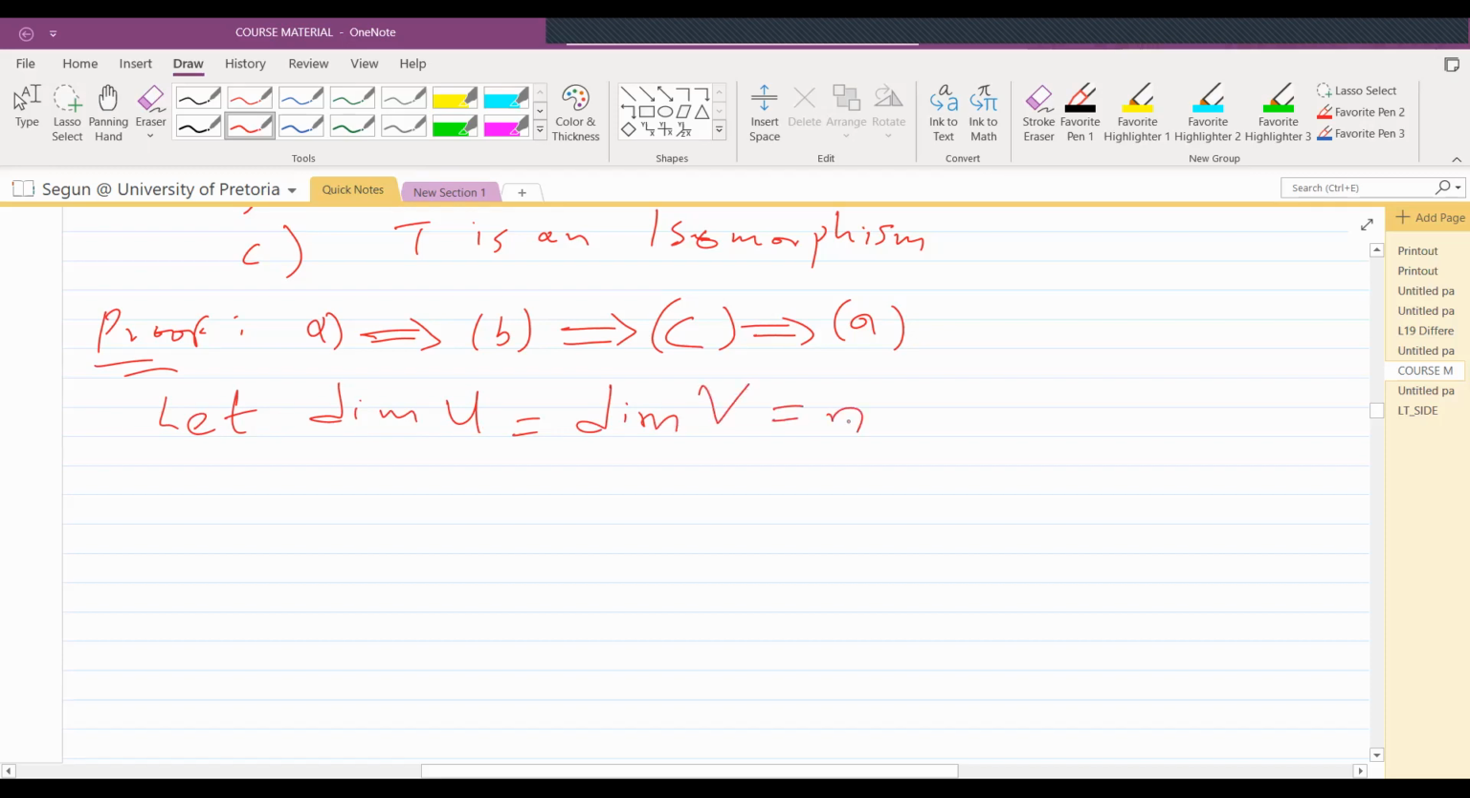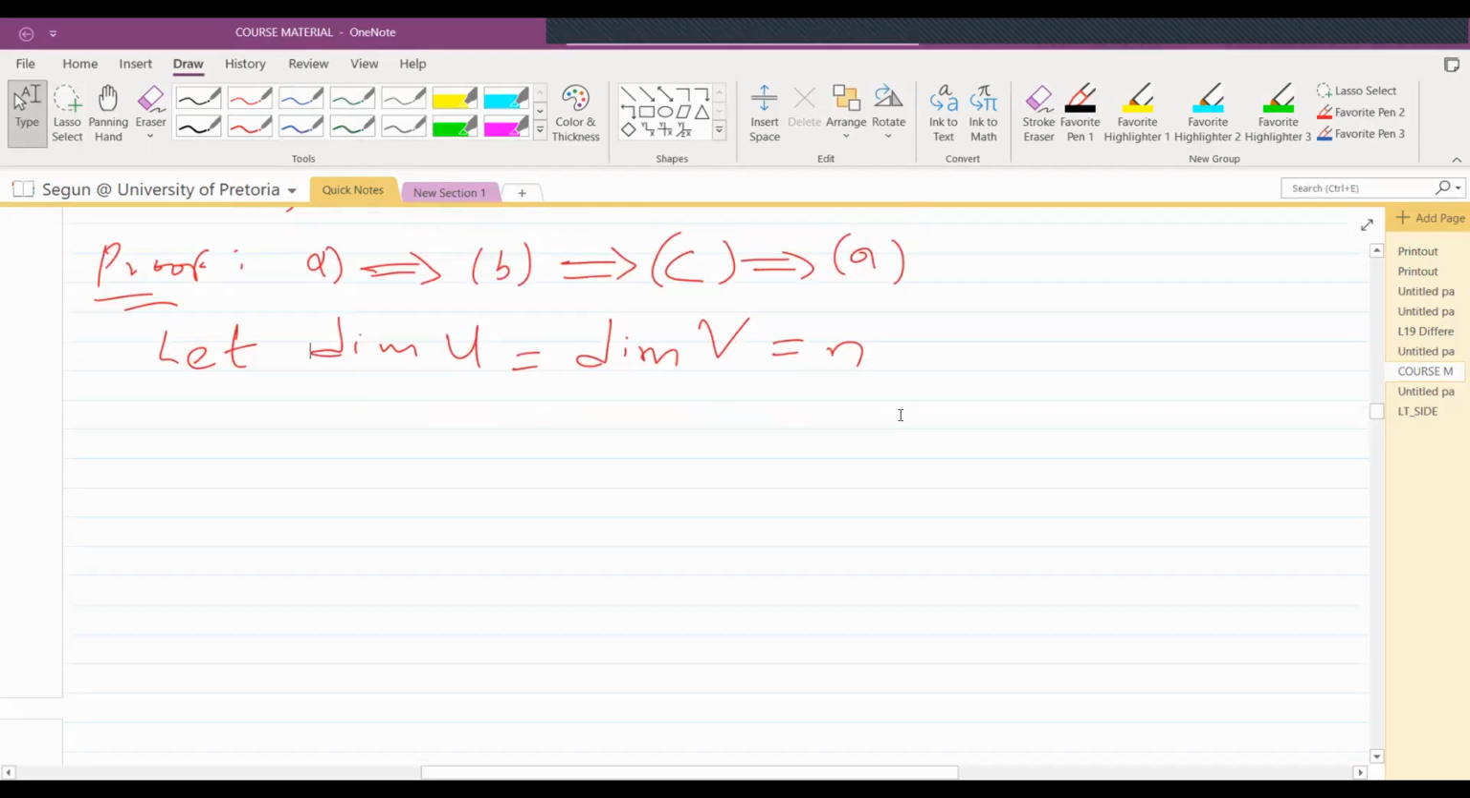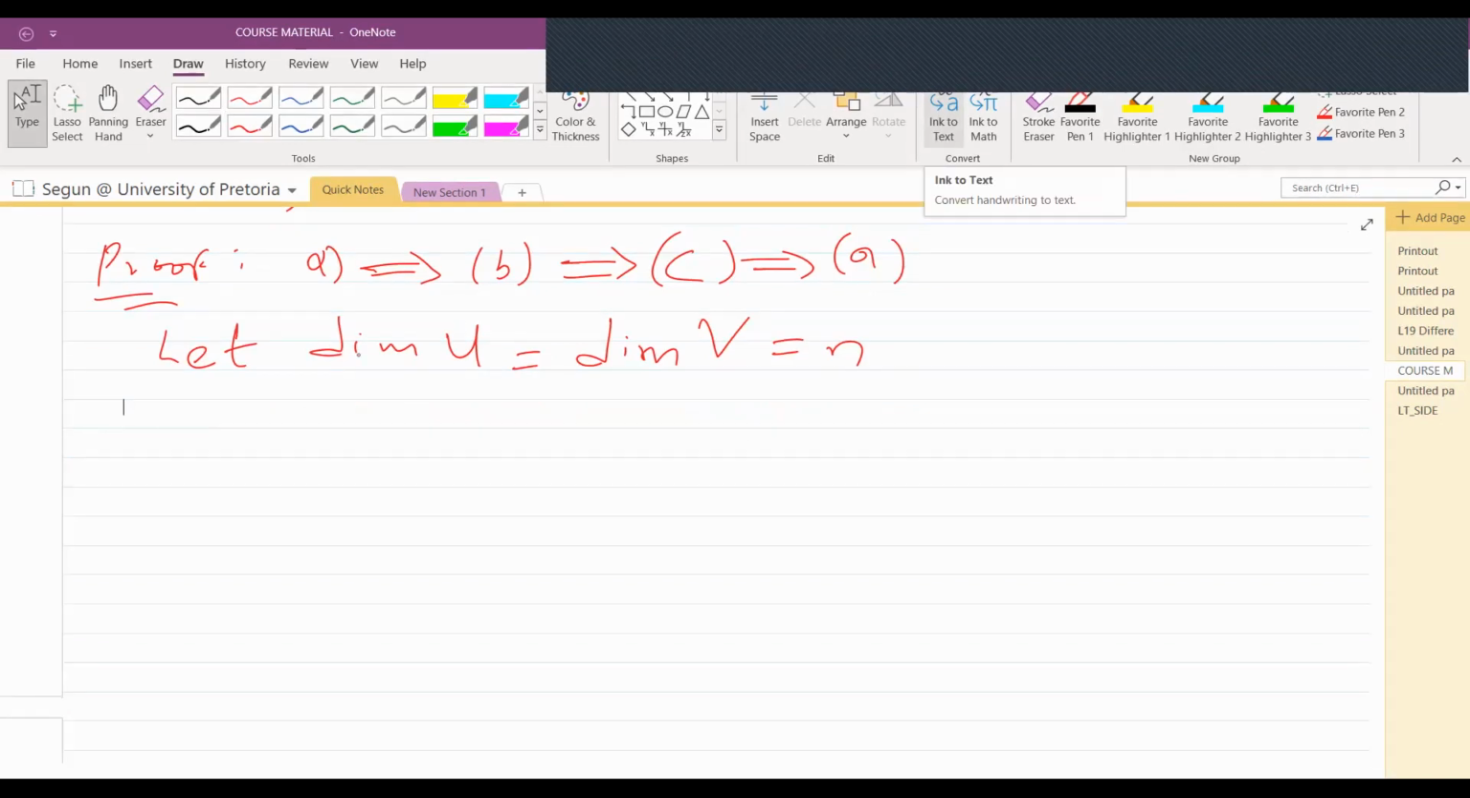equals N. I gave us this particular definition last week or in our last video. For those of us that are joining us, please do yourself a favor by watching those videos. I think it will help us.